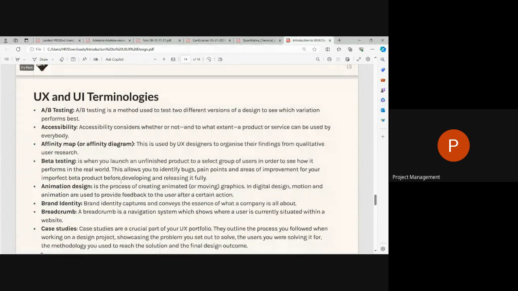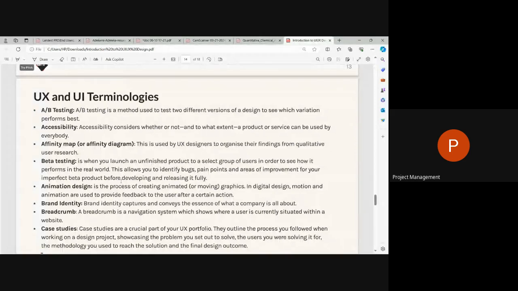A and B testing is a method of iteration. It is like design testing two different versions of a particular product, where you have different versions of it, to see which is more effective.